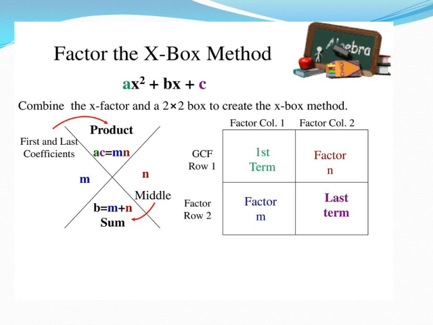We will use X-box method to solve quadratic expressions. First step, we will express quadratic expression in its standard form. We will create an x factor with the product AC on the top, the middle term b on the bottom, and the factors m and n on the top sides. Next, create a 2 by 2 box. In the first box, put the first term, and in the last box, put the last term. Put the two factors m and n times the variable x in the leftover boxes.